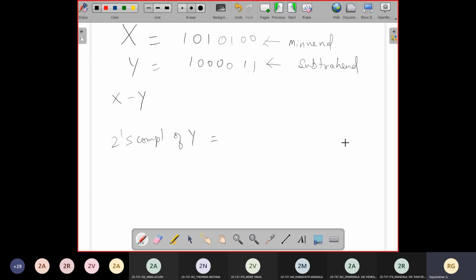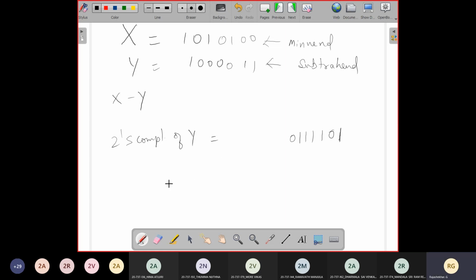The procedure says leave all the least significant zeros unchanged. Are there any least significant zeros? No. Then the procedure says the first one as it is. Therefore, the first one remains as it is. Then the remaining, what you have to do? Take the complement of the remaining bits. So this one becomes 0 here, 4 zeros becomes 4 ones there, and finally the last one becomes 0 there. So this will be the 2's complement of y.